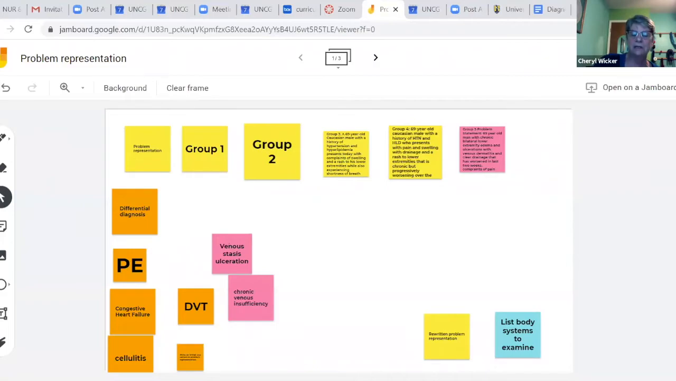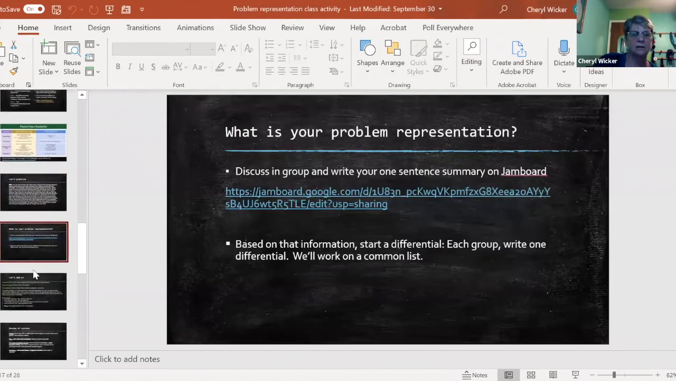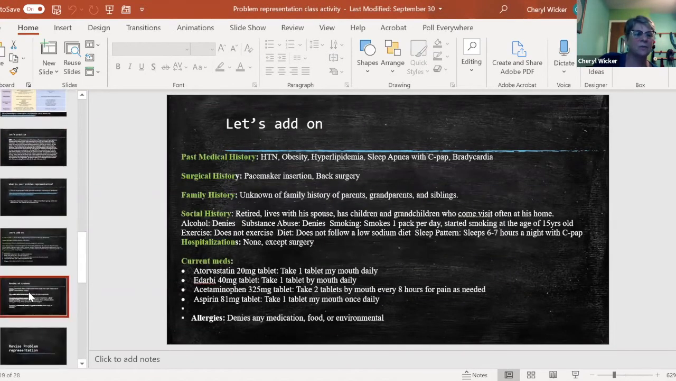And then what we did is we went back to Zoom, and I did a polling question. There's my slide of instructions. And then I did a polling question.